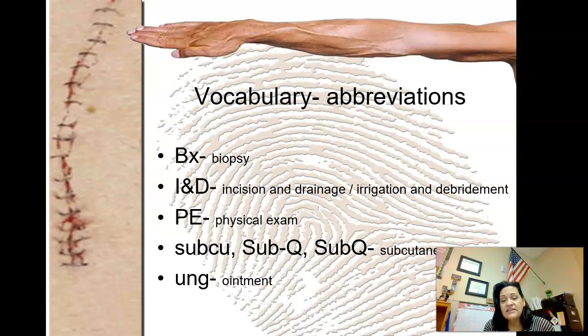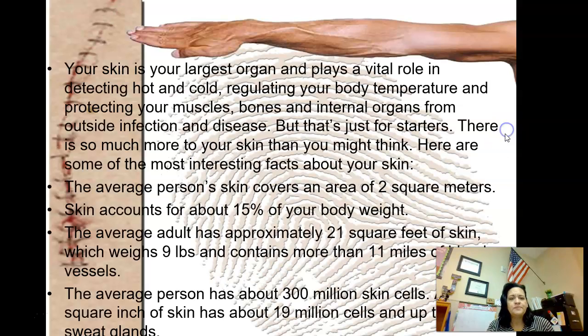And then subcutaneous has a bunch of different ways to write it. So there you are. And then the UNG is an ointment. Okay. So these are things you might see when a doctor prescribes something or is taking notes. When you see these things, you know what they are.